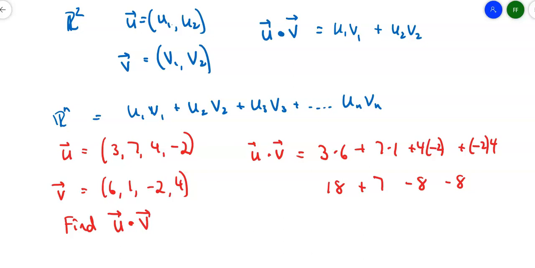That gives me a negative 16. Negative 16 plus 18 is 2. 2 plus 7 is 9. So I don't end up with a vector, I end up with a scalar. u dot v is equal to 9.